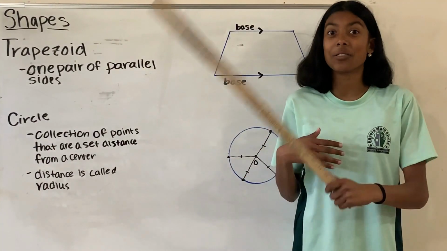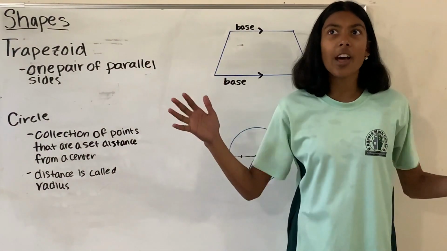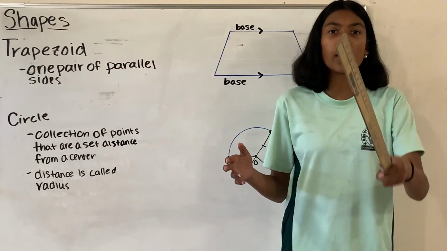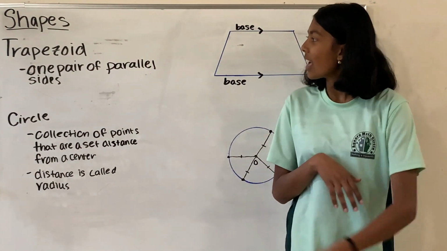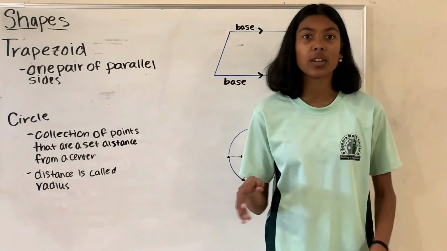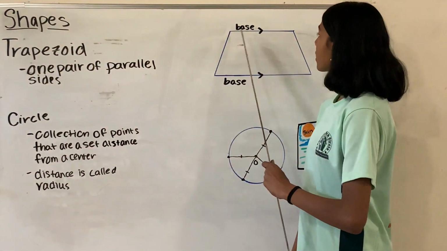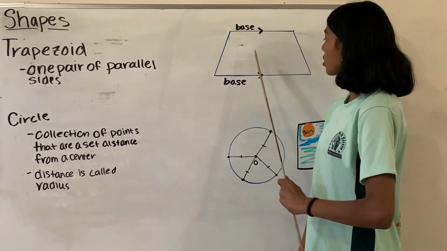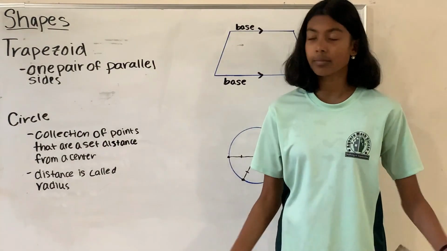Now for our last 2 shapes, which is the trapezoid, which is, guess what? Another quadrilateral. And if you want to know why, look, 1, 2, 3, 4 sides. And one cool thing about a trapezoid, it has only 1 pair of parallel sides, and that is this right here. These 2 sides are parallel, and they are called our bases.